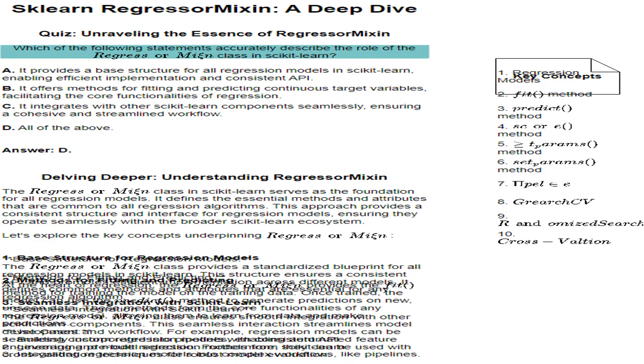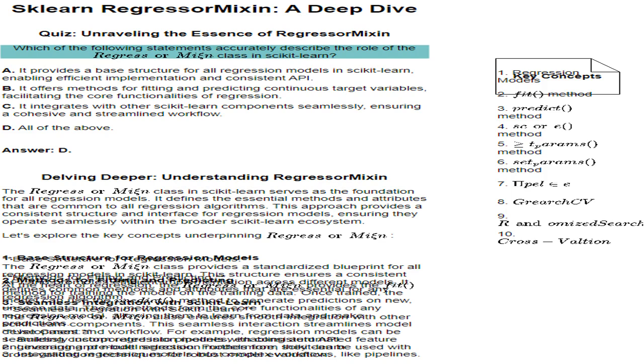True. The regressor mixin ensures smooth integration with other scikit-learn components. This seamless interaction streamlines model development and workflow. For example, regression models can be seamlessly incorporated into pipelines, enabling automated feature engineering and model selection. Furthermore, they can be used with cross-validation techniques for robust model evaluation.